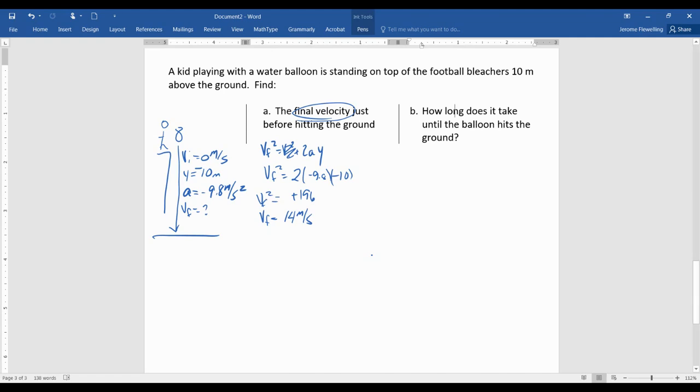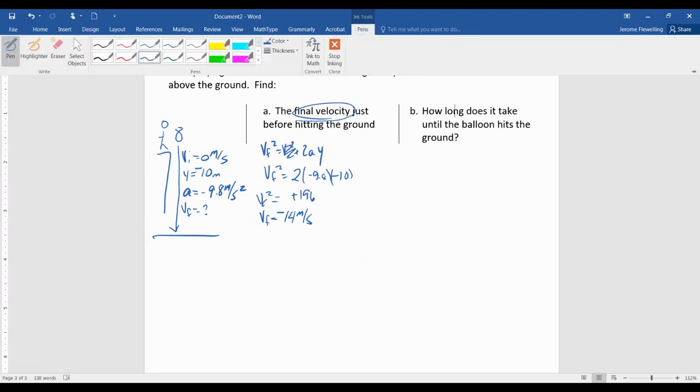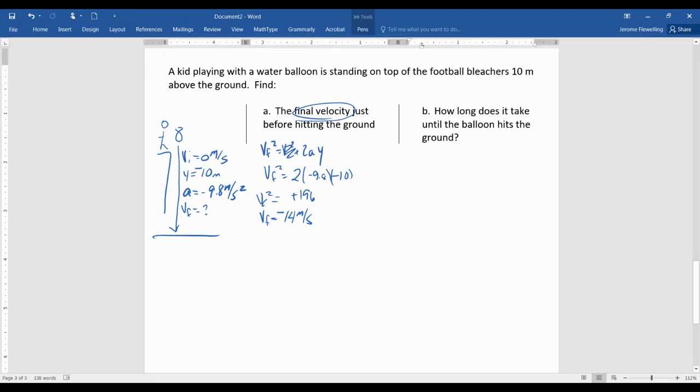Now, a couple things you should remember. Because this is a square root, the answer comes out technically positive or negative, but we know that the balloon is falling, so we have to make the value negative because the balloon has a velocity going downward, not upward.